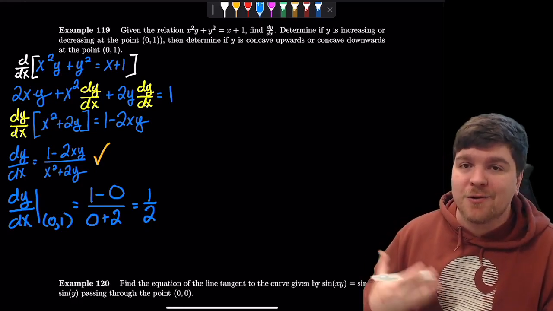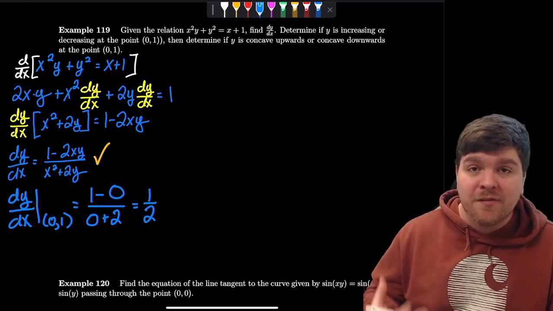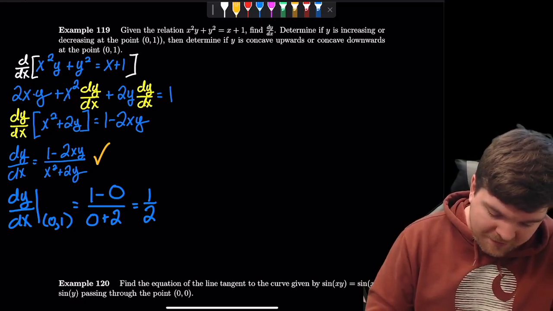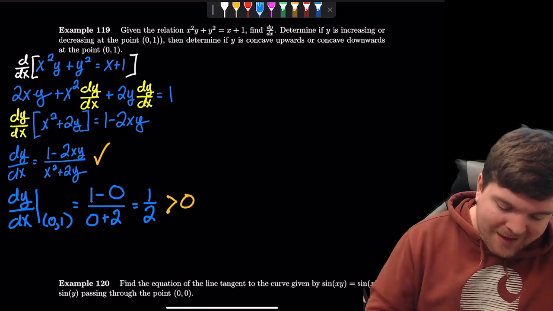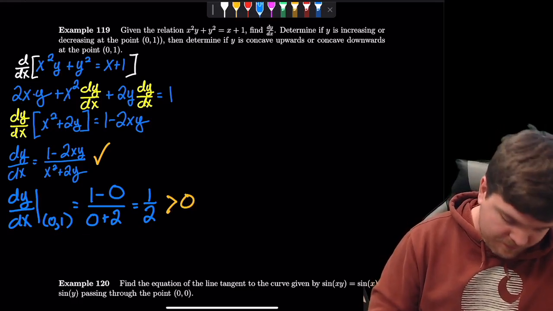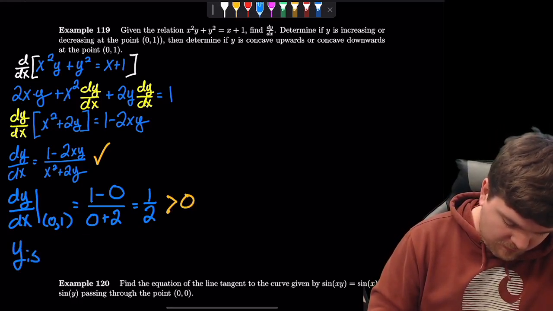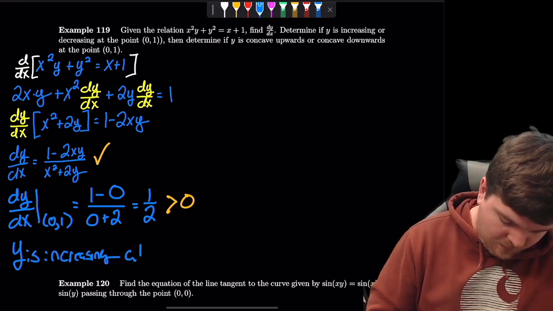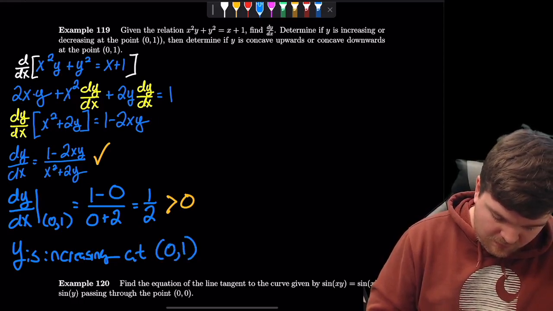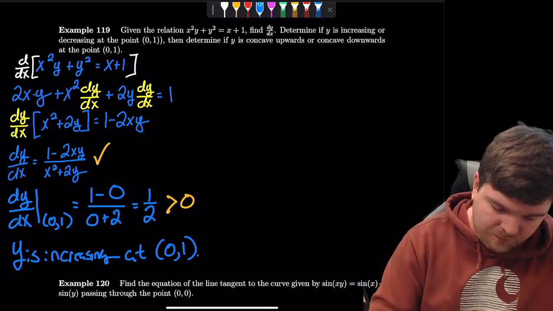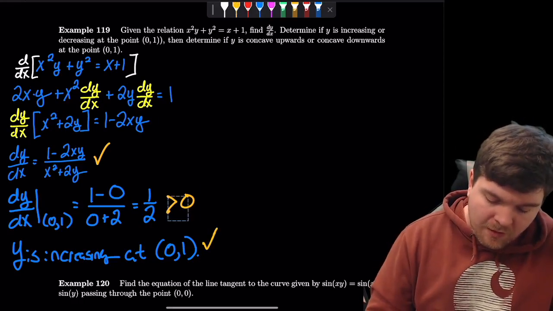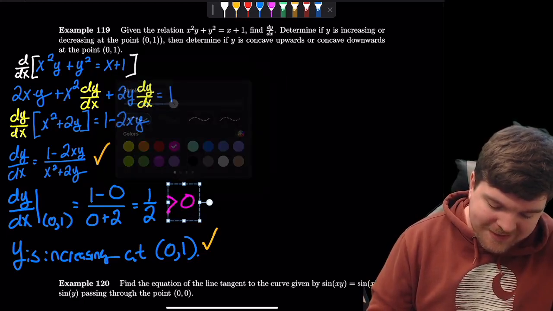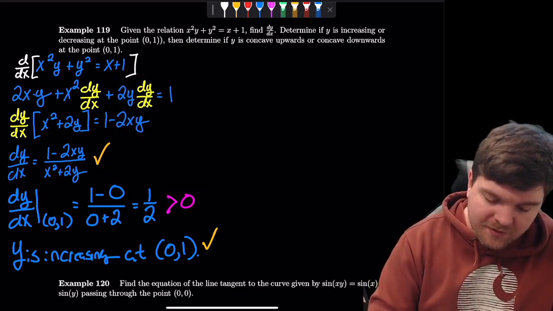So now we have to think back to our section on curve sketching. If the derivative is positive, which 1/2 is, this tells me that y is going to be increasing at the point (0, 1). So we've got ourselves a derivative, and we've also determined that the function is increasing at that point (0, 1).